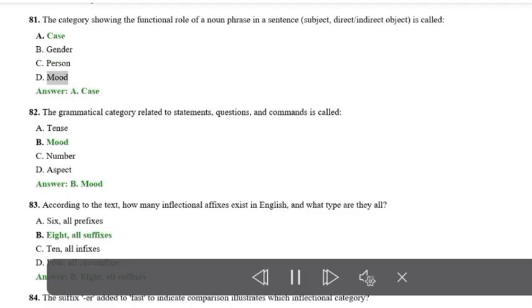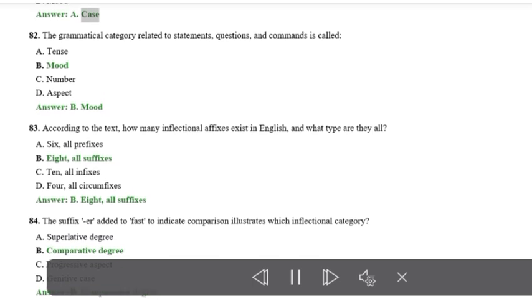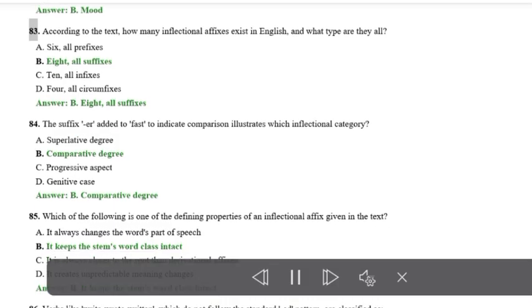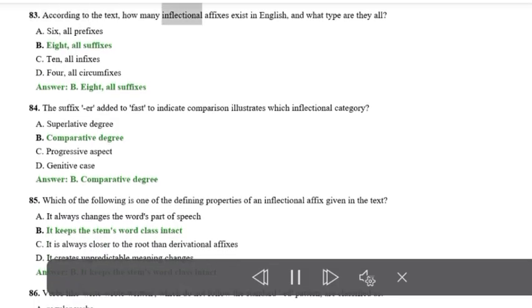D. Mood. Answer, A. Case. 82. The grammatical category related to statements, questions, and commands is called A. Tense. B. Mood. C. Number. D. Aspect. Answer, B. Mood. 83. According to the text, how many inflectional affixes exist in English, and what type are they all?